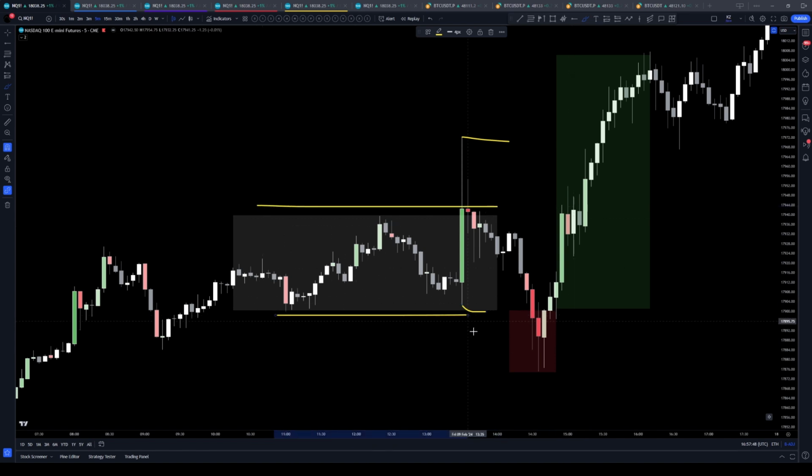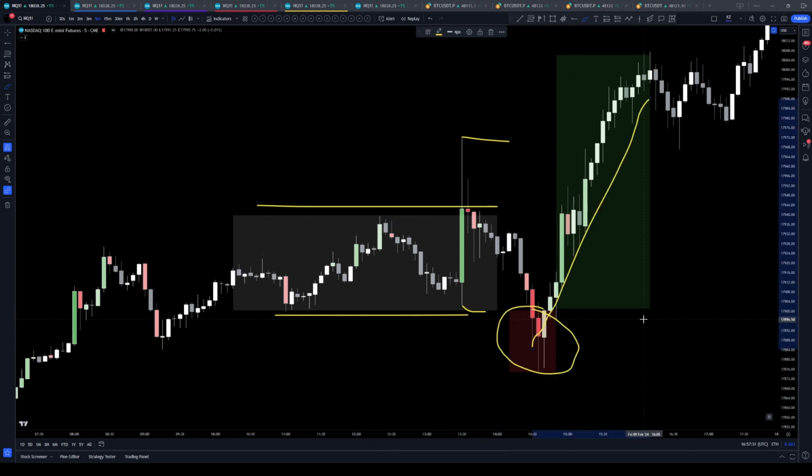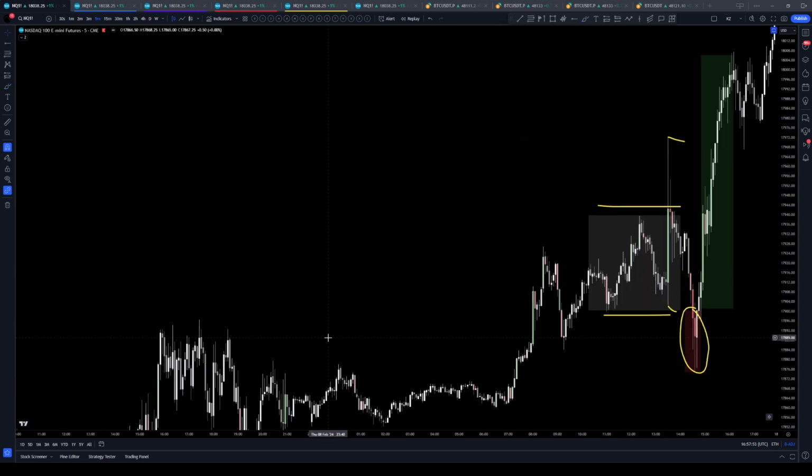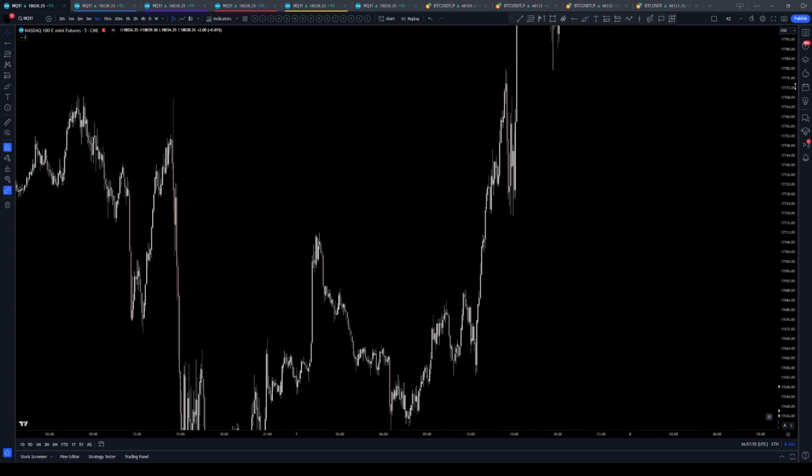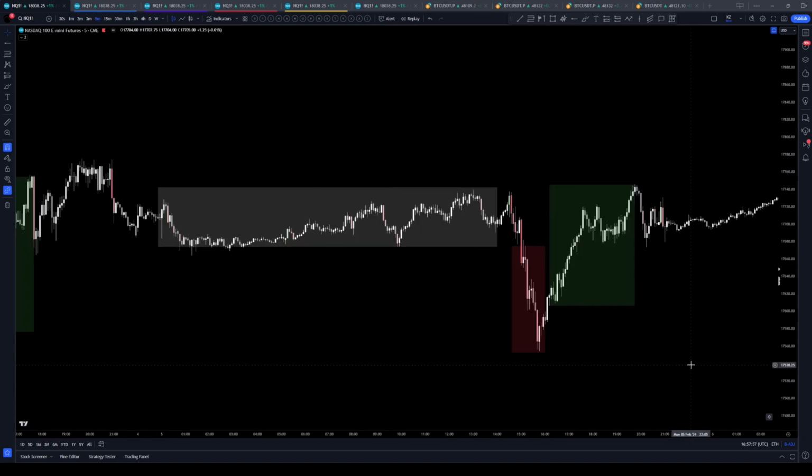But yeah, you get that accumulation, you get that manipulation, you get that distribution. Very, very common pattern. So there's another few examples up here. Where have they gone? So here's another one.